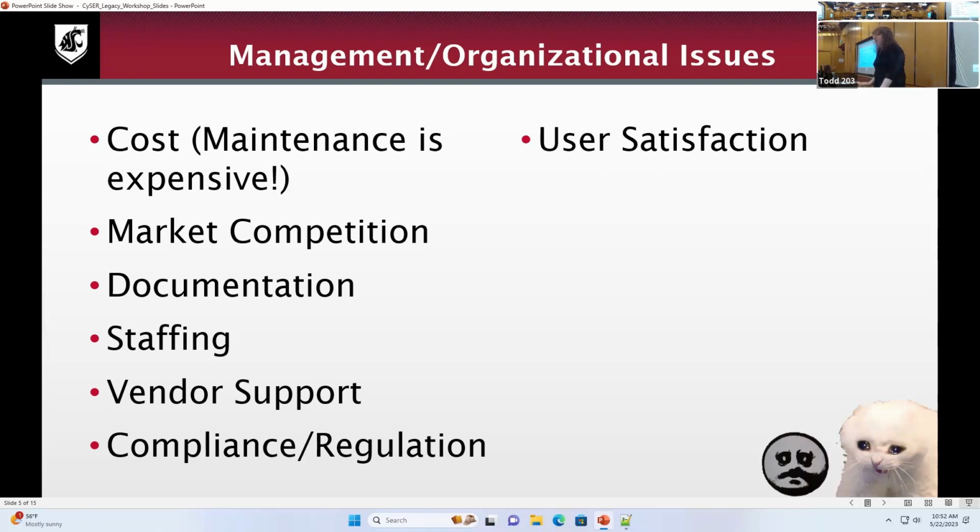User satisfaction is kind of a weird one. At one level, you have users that don't like the old system. Like, this is crappy to use, the interface sucks, I hate it, I want to get out of here. On the other hand, your users' perceptions of the system are going to influence all future development. You might have a user that actually likes the system because it's what they know. They're going to be very resistant to change.